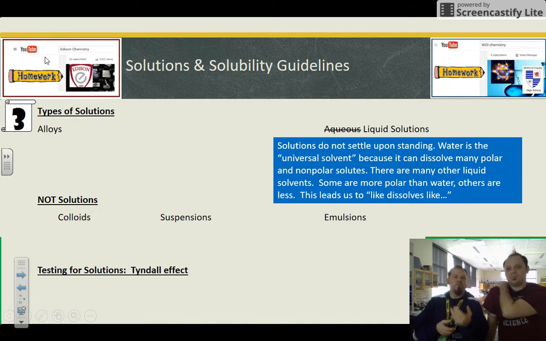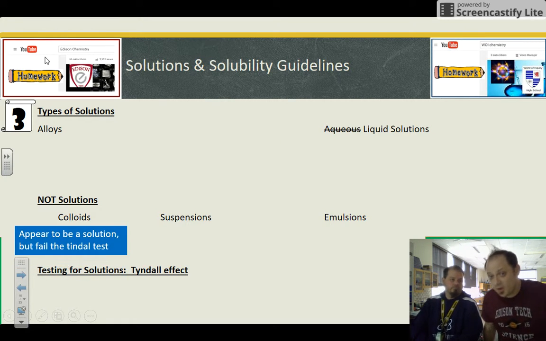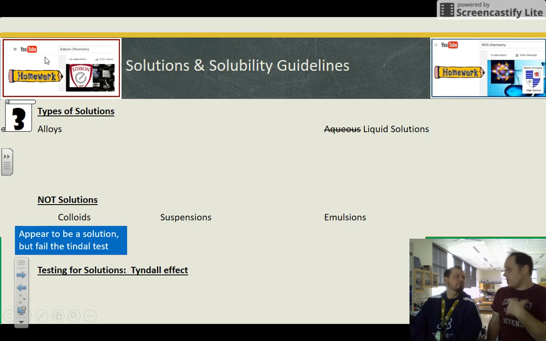There are some more polar solvents that do stuff, and some more nonpolar solvents that dissolve other things, and that's where we get like dissolves like. Not everything is going to dissolve in water. Water does a great job. It's always our exception to these rules. That's why it's universal.